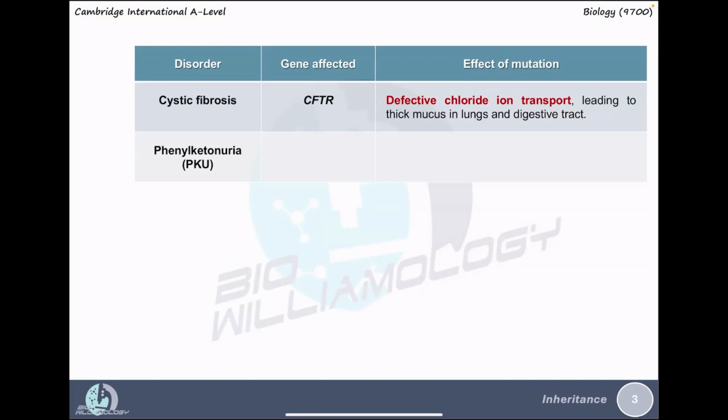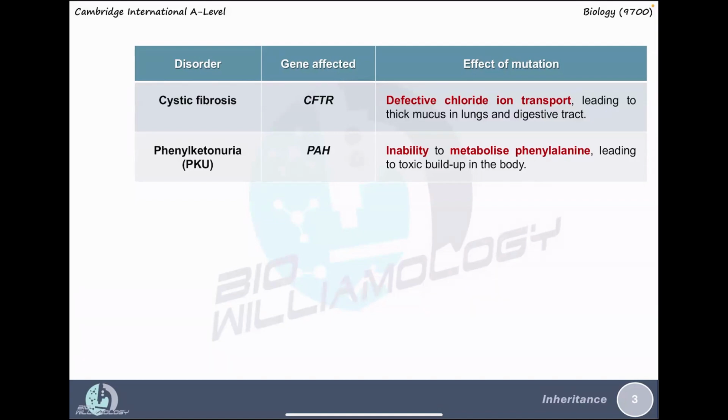The last disease that we're going to explore is phenylketonuria, or PKU, where the PAH, phenylalanine hydroxylase gene, is mutated. Because of the mutation, the individual has the inability to metabolize phenylalanine, leading to a toxic buildup in the body.